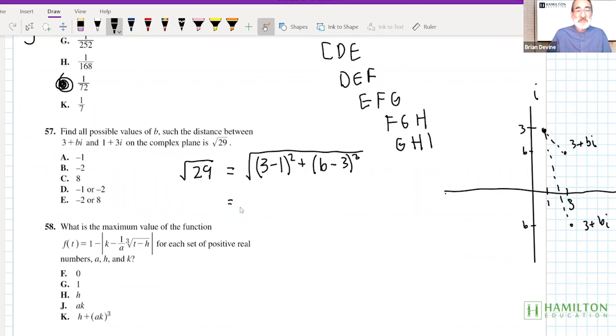So this becomes 4 plus b minus 3 squared, is going to be square root of 29. Well, then I can use that idea to say that 29 is going to equal 4 plus b minus 3 squared.